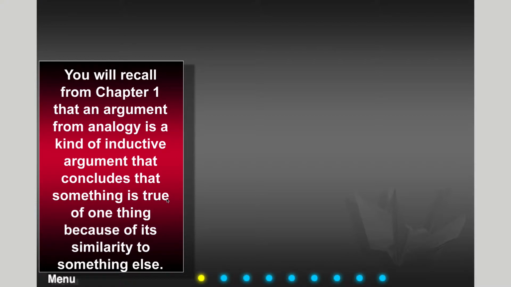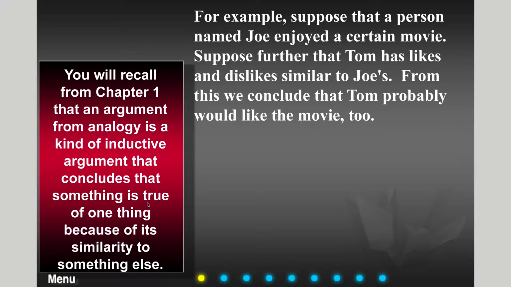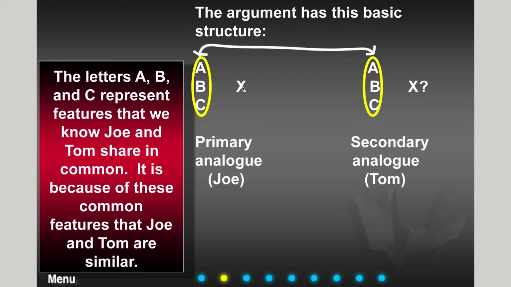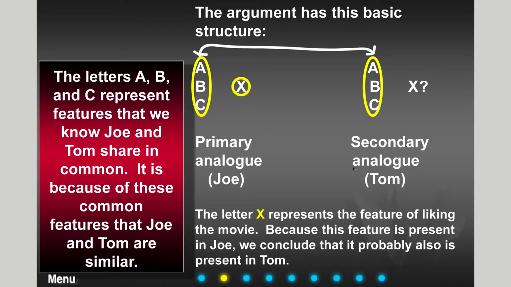that something is true of one thing because of the similarity to something else. Okay, so we already know this, right? And so we don't need to go through that example. The structure is this: A, B, and C are to X, the primary analog, as A, B, and C are to a secondary analog. Again, we get the name Tom, confusingly enough, who was the primary analog in the book, but let's leave it. The X represents the feature of liking the movie, because this is the example.